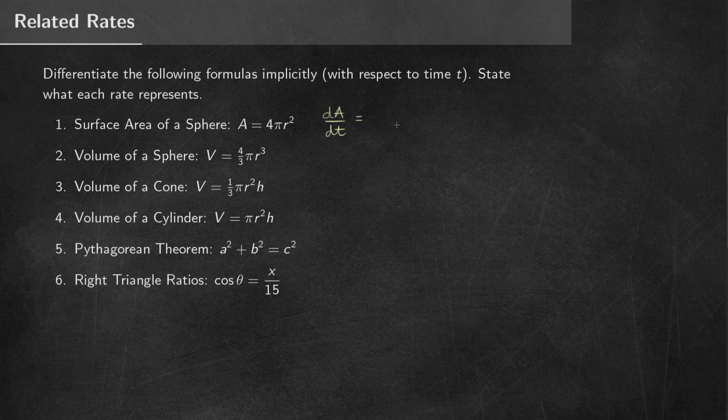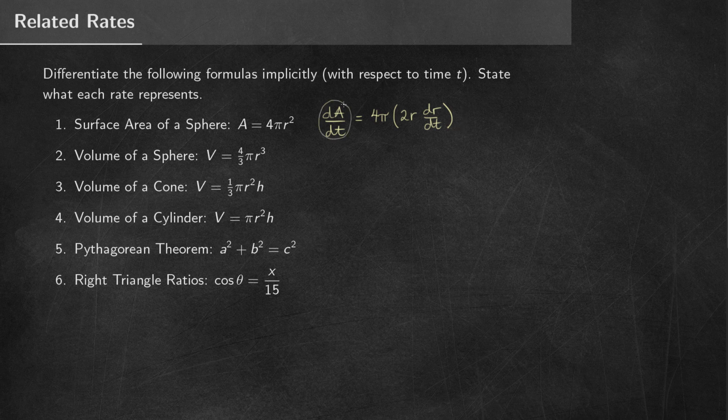On the right-hand side, the derivative of 4 pi r squared. Well, 4 pi is constant, so it's going to be 4 pi times the derivative of r squared. The derivative of r squared is 2r with respect to r times dr dt, so that it's with respect to t instead of r. What do each of these rates represent?